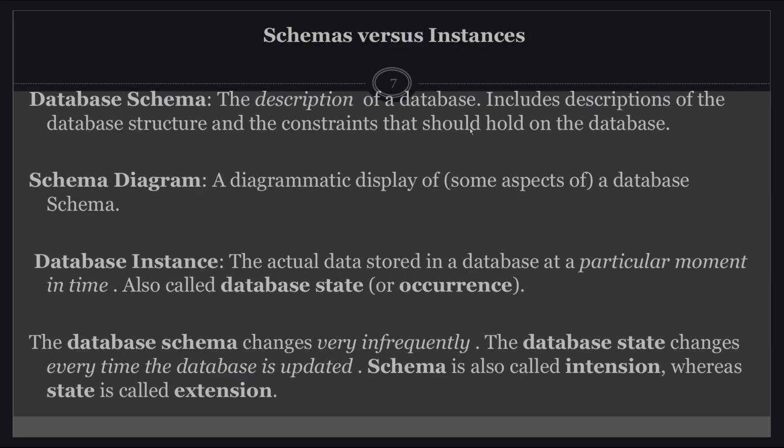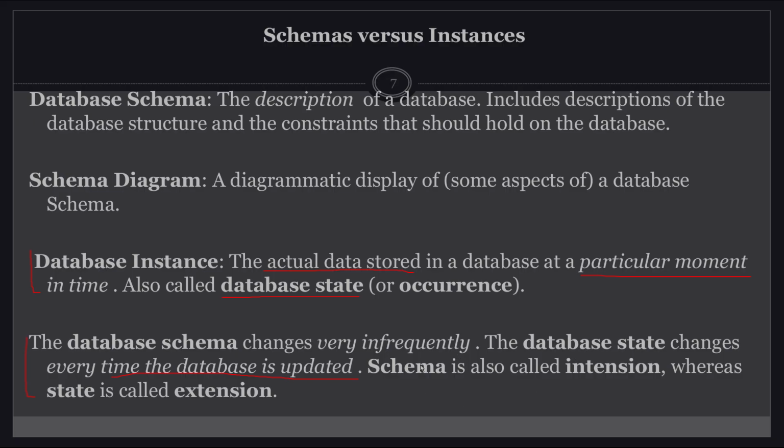Okay, this is not really important except for here and here. Okay, so the database instance is the actual data stored in the database at a particular moment, and it's also referred to as the database state. Okay, and this changes whenever the database is updated. So whenever you add data, remove data, modify data, like I said about 5 minutes ago or something.